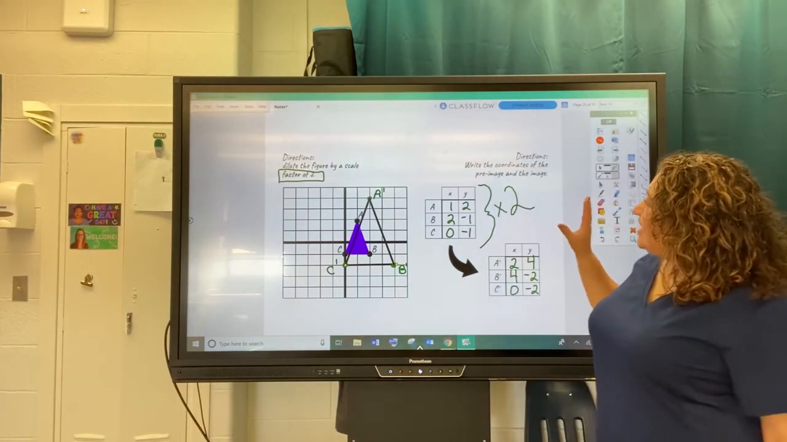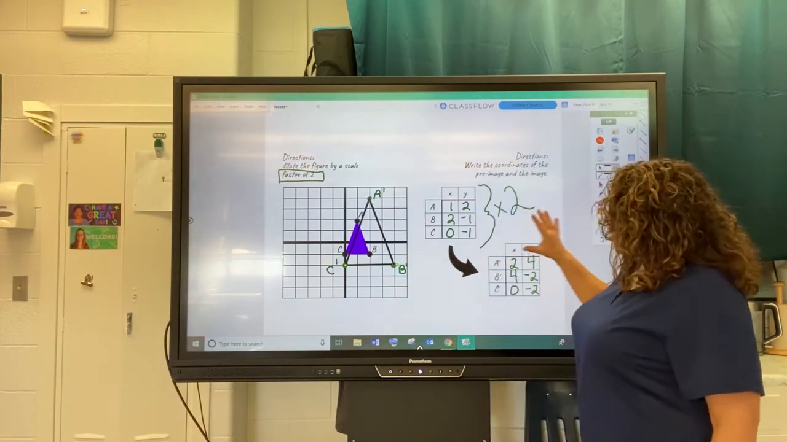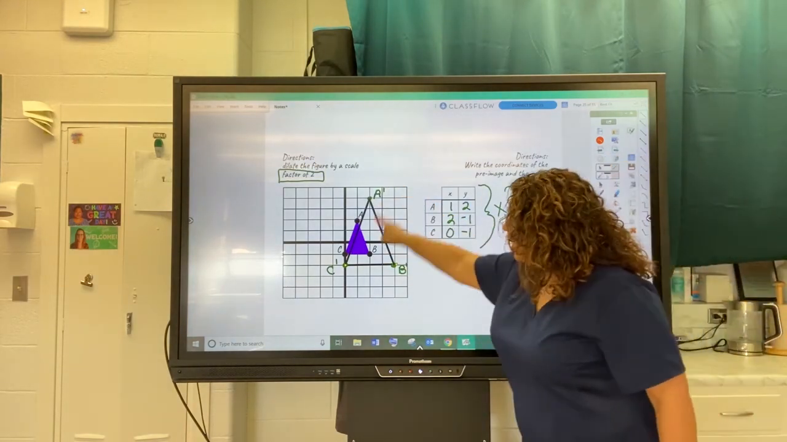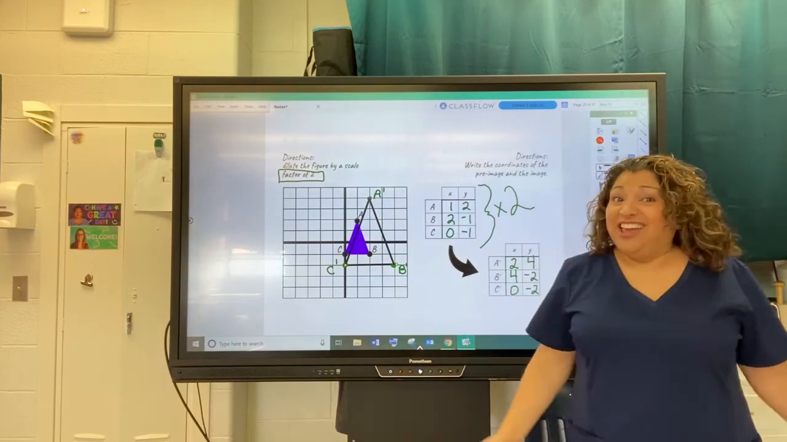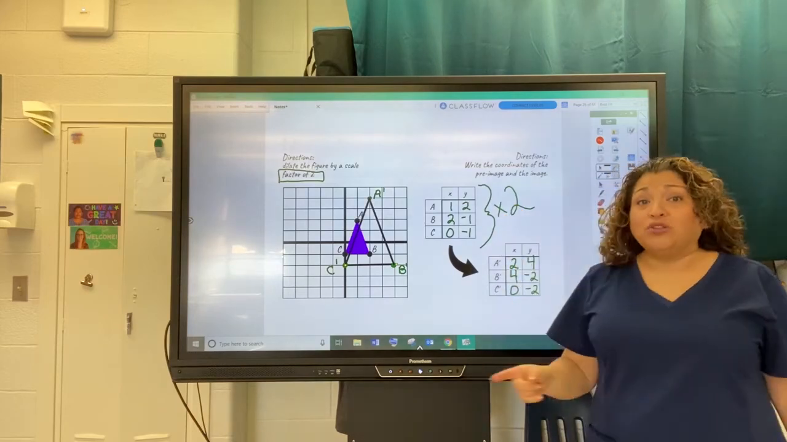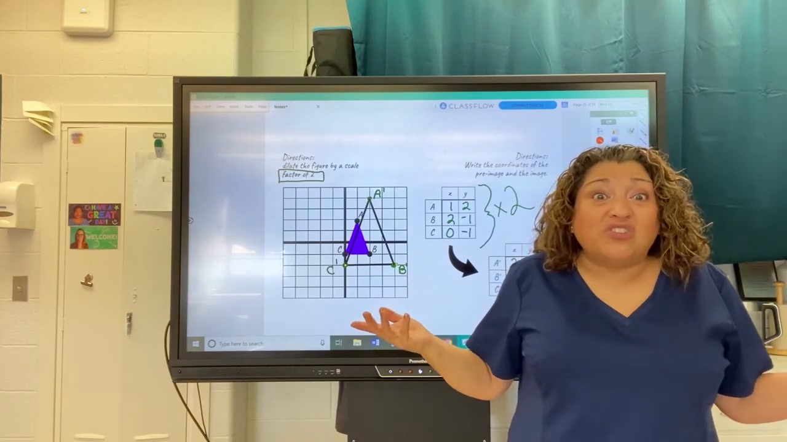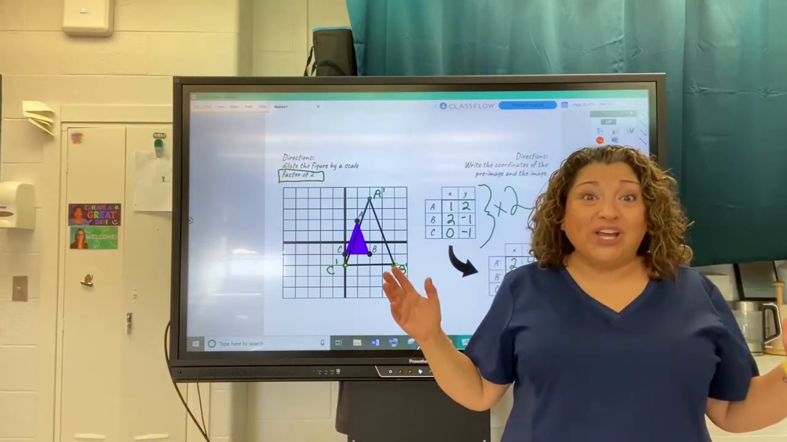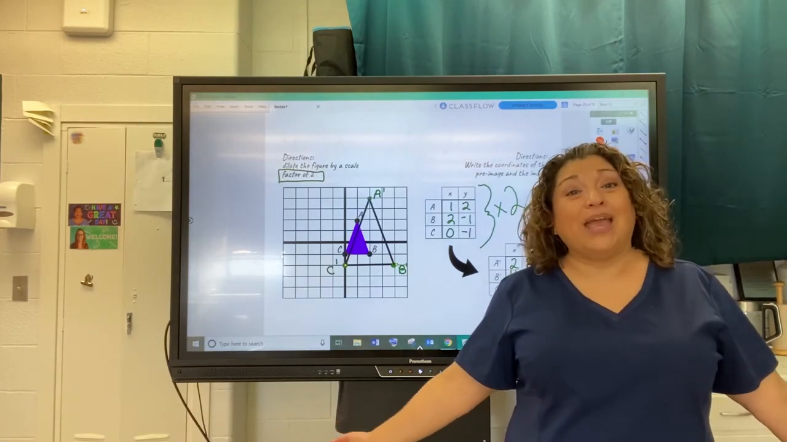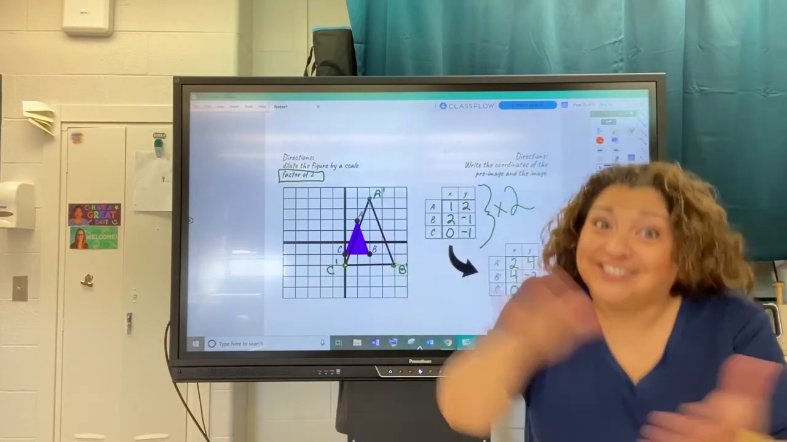So if you can see, our pre-image is this tiny purple triangle, and our image after dilating by a factor of 2, making it bigger, is this black triangle here. It is not hard at all. And if you get some weird numbers in here and you have to multiply by 1/4 or 1/5 or 1/3, use Desmos. That's what it's for. It makes it super easy. Okay? So thank you for playing the transformation game with us that included translations, reflections, and dilations.